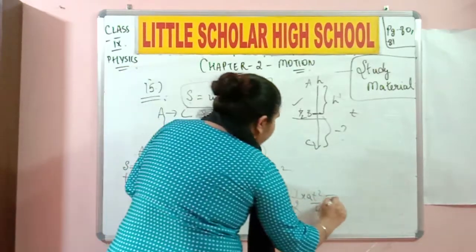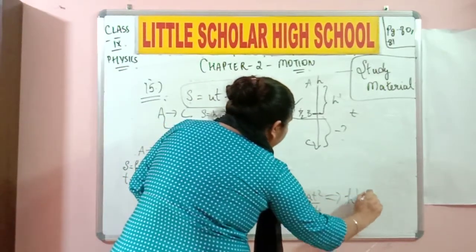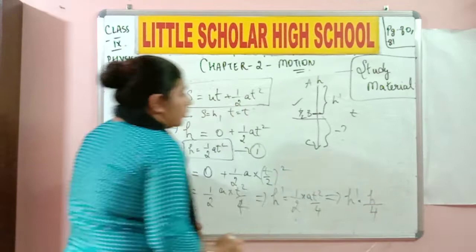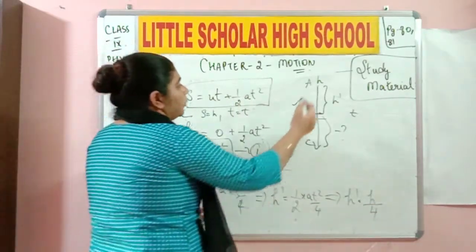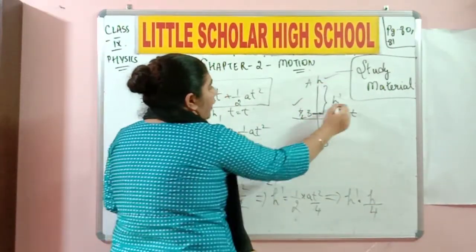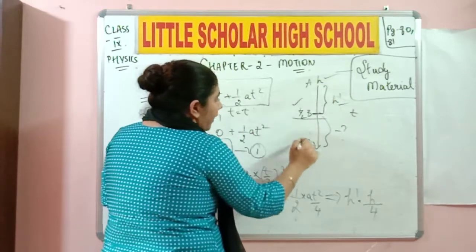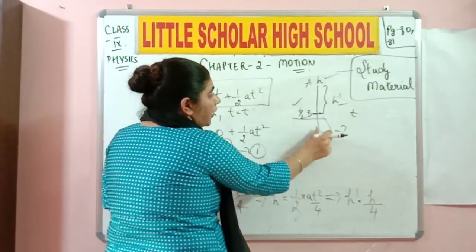So this can be written as h dash is equal to h by 4. Okay, so we know the value of h. We know the value of h dash. We know the complete value and we know a portion value. Can we find out the rest?